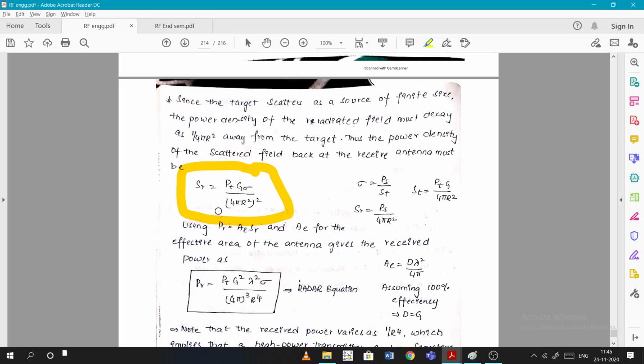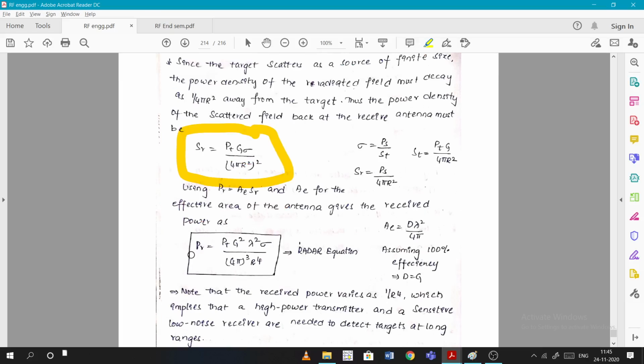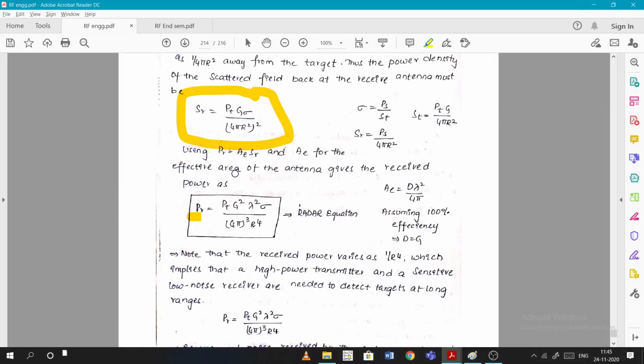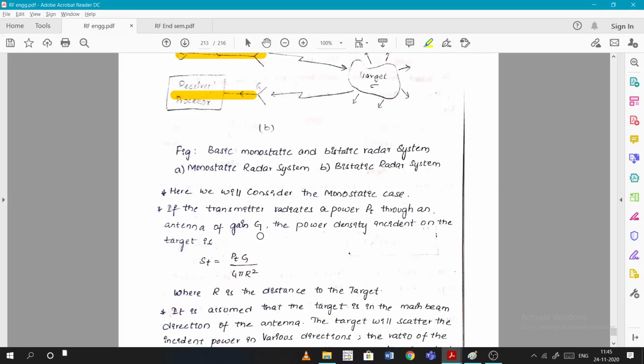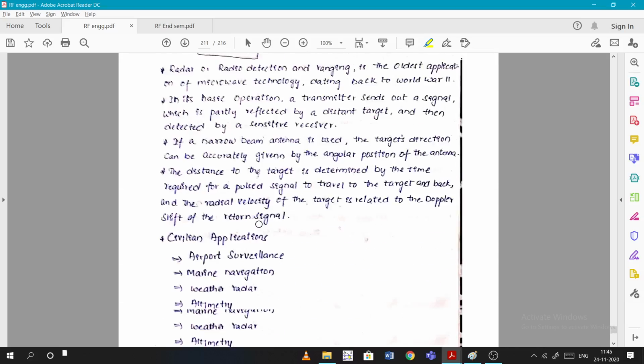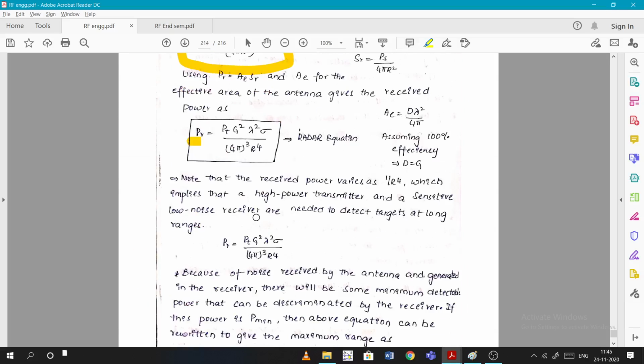By using this SR, we are finding the received power. We substitute this SR in the PR equation we got above. I think there is no need for derivations; the formulas are important. What is the radar equation? PR is equal to PT G square lambda square sigma by 4 pi whole cube R power 4.